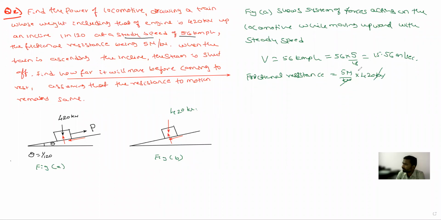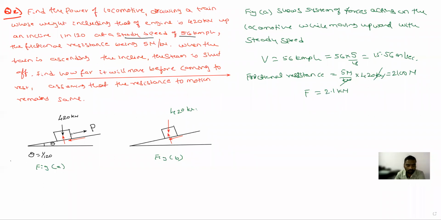How much is it? 2100 newton. So when you convert that into kilonewton, the frictional force is equal to 2.1 kilonewton. Okay, this is the frictional force. So this is one of the methods to convert the frictional force from newton to kilonewton.